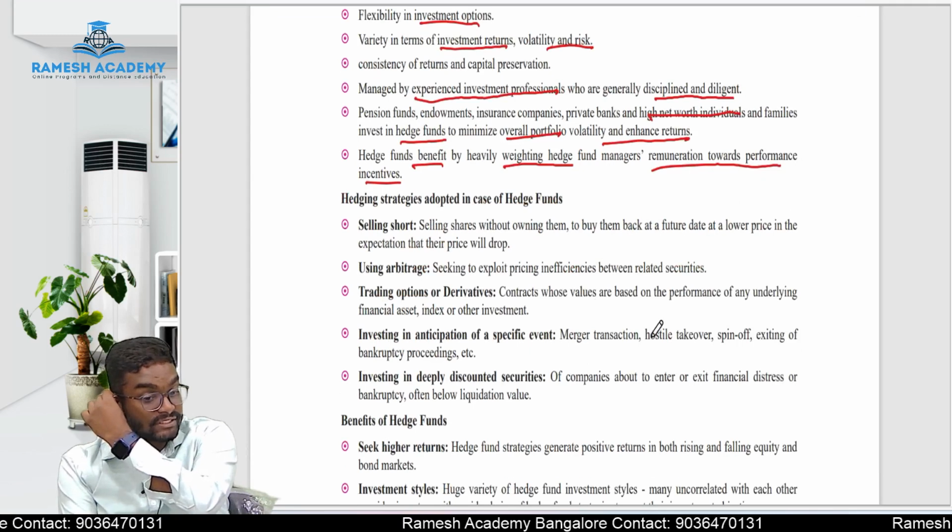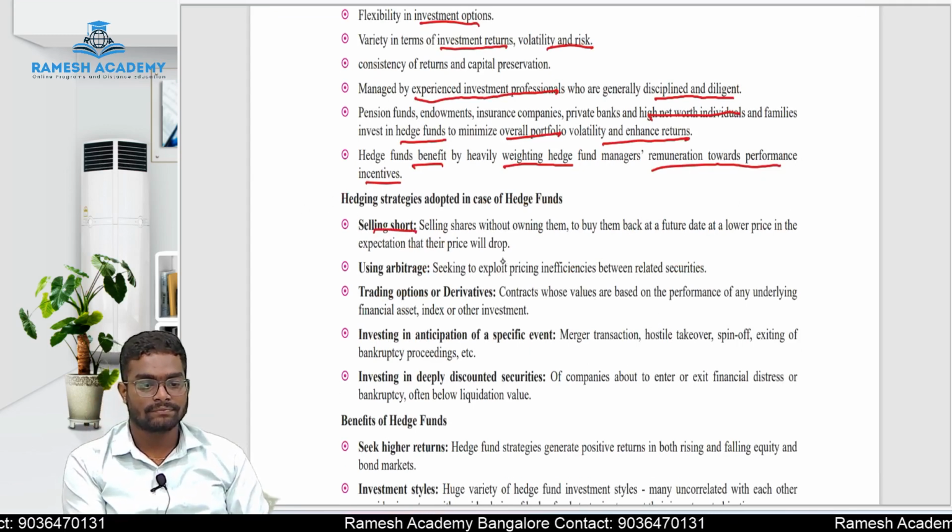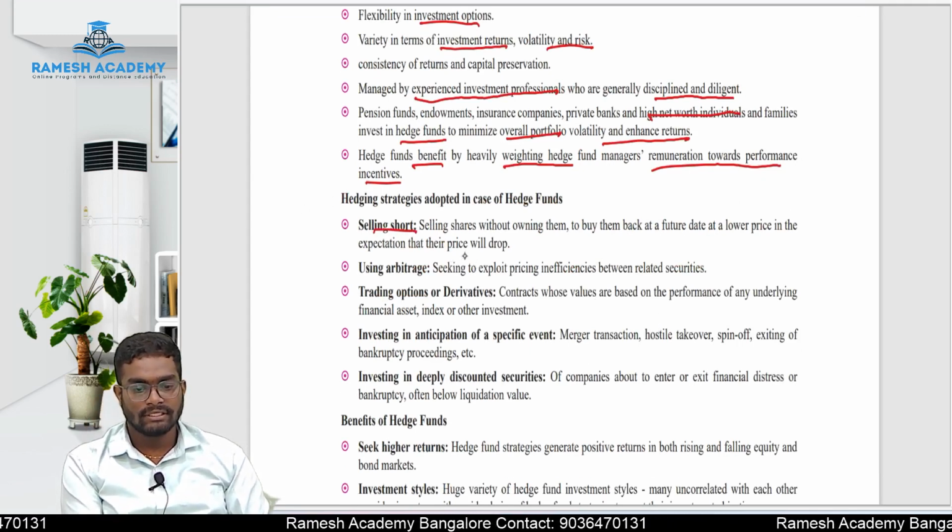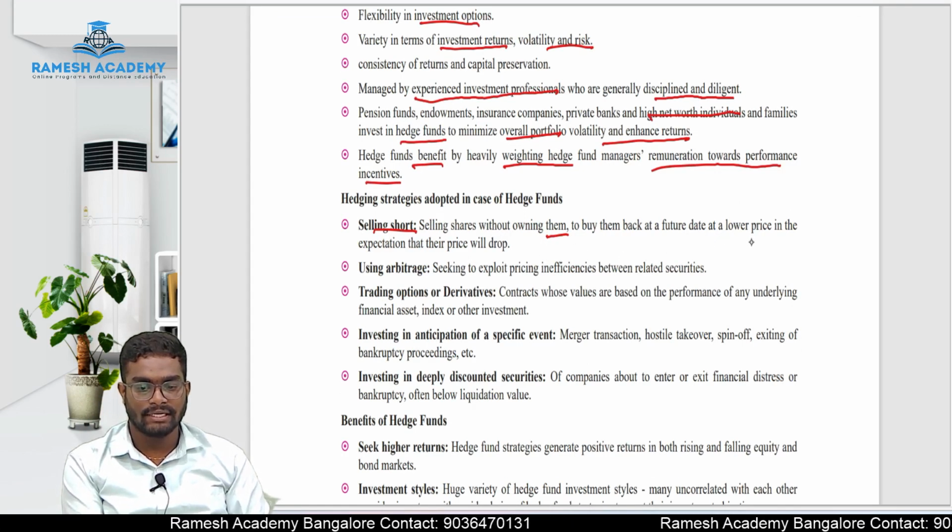So there are some of the strategies. What is that? Selling short. Selling short without owning them, to buy them back at a future date at a lower price in expectation that the price will drop.